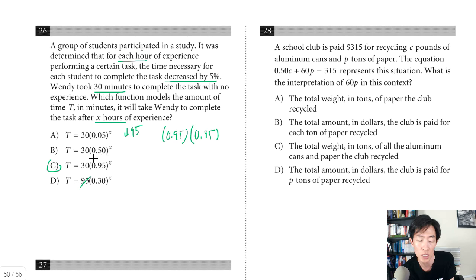In choice B, this would represent a 50% decrease because each time you take away 50%, you're left with 0.5. And like we said in choice D, what that represents is you start with 95, but then if you're left with 0.3, that represents a 70% decrease in time. So all the answers are off in one or more ways.